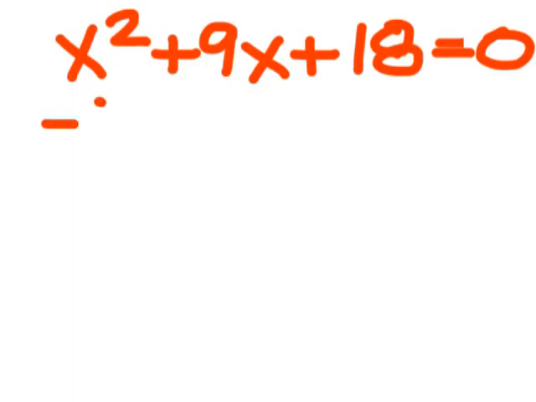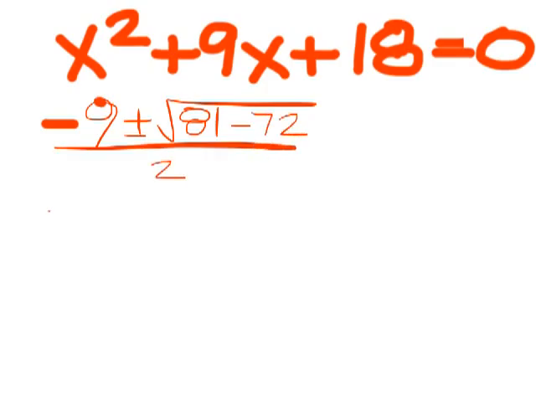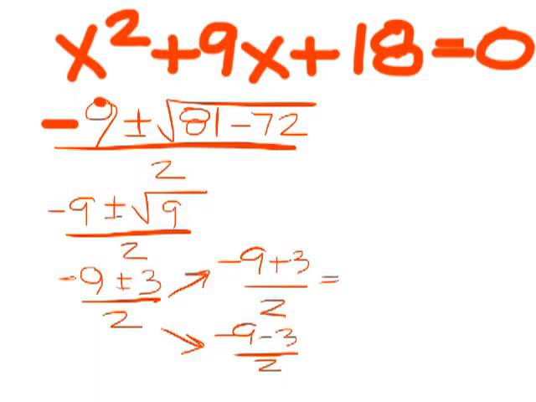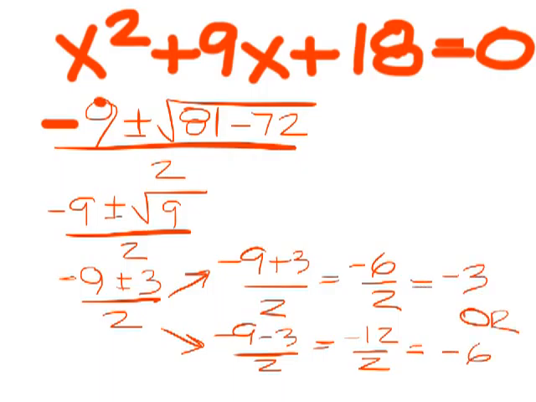You should have negative, and that's way too big to write with. There we go. You should have -9 plus or minus the square root of 81 minus 72, and then over 2. That comes out to be 9, and the square root is 3. So this one's negative 9 plus 3 over 2, and this one is negative 9 minus 3 over 2. That's a negative 6 over 2. That's a negative 12 over 2. Your answers are negative 3 or negative 6.